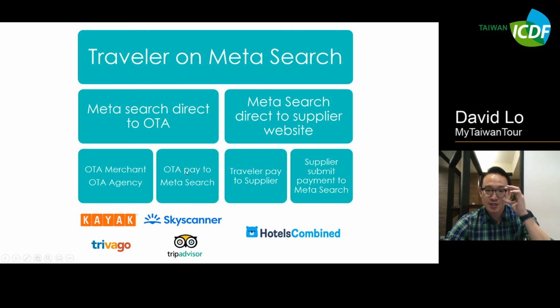But where does the OTA's money come from? From the hotels. So although the traveler is coming from meta search, at the end the traveler stays at the hotel, pays the OTA, and the OTA pays the meta search. That's the first business model they have, and most companies are doing this, like Kayak, Skyscanner, Trivago, or TripAdvisor. However, there's another business model, especially for Hotels Combined.